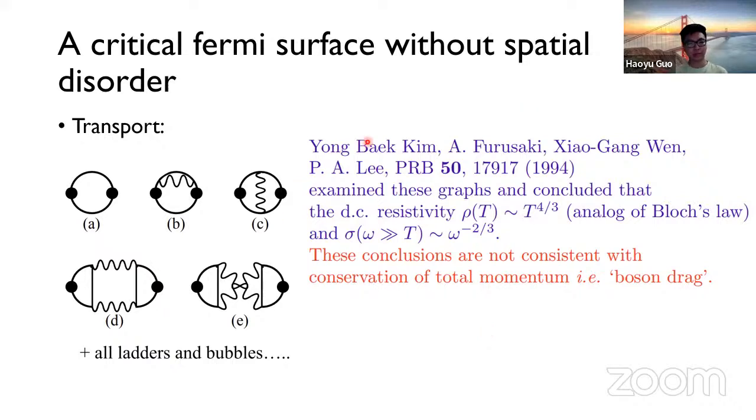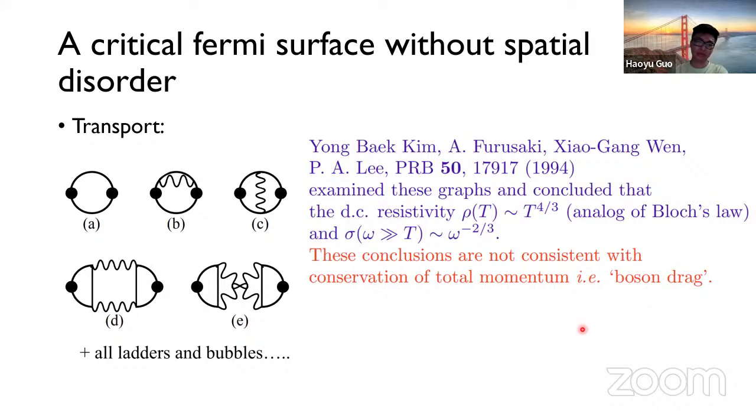Right. So let me talk about the transport of that theory. The transport problem for this kind of theory has been studied before, for example, by Xiao-Gang Wen and Patrick Lee about 20 years ago. They looked at five types of diagrams: the self-energy correction, the Maki-Thompson correction, and the Aslamazov-Larkin diagrams. What they found is that the DC resistivity scales as T to the 4/3, and the optical conductivity at large frequency scales as omega to the -2/3. This is an analog of Bloch's law in the electron-phonon problem.